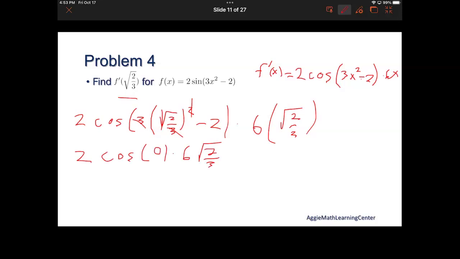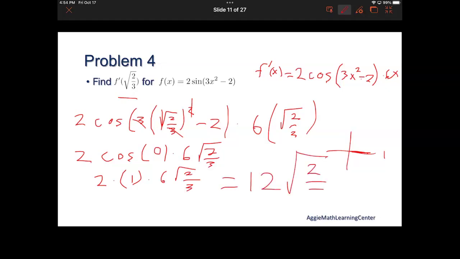Cosine of 0, if we use our triangle or the unit circle, is at the first axis, and cosine there is 1. So we have 2 times 1 times 6 root 2 thirds, and that is all equal to 12 root 2 thirds.